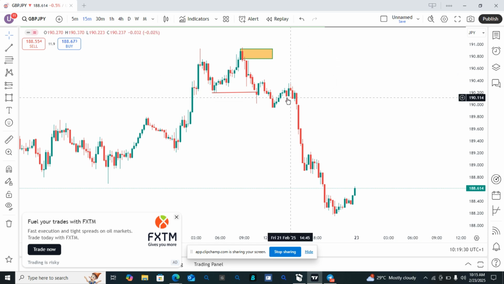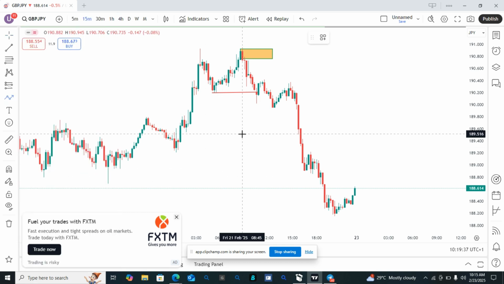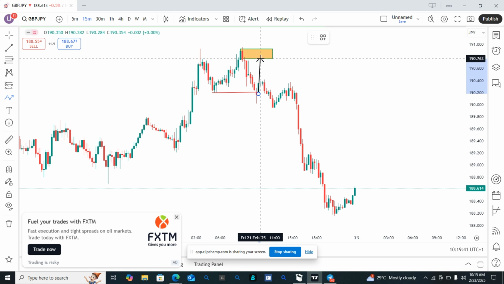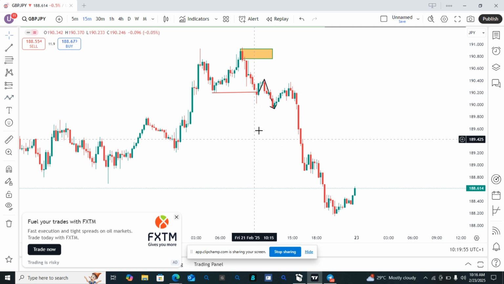So I was waiting to see if price would retrace back to this order block for me to take this trade for a sell. But that did not happen. Rather, price came to this zone and broke a structure. So that means this zone is now violated. It's no longer valid. So this is another structure that price has broken.